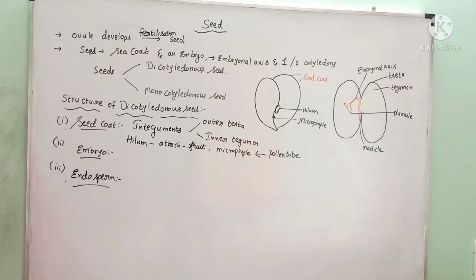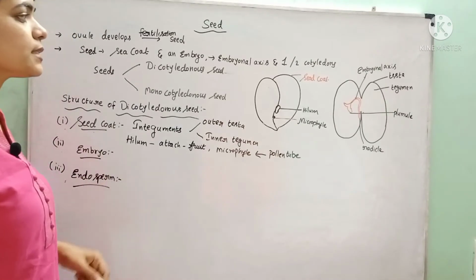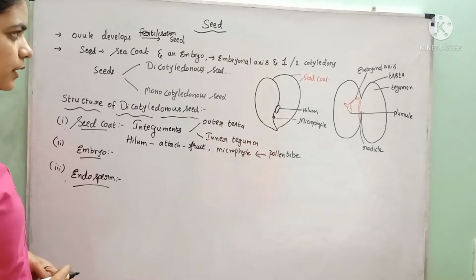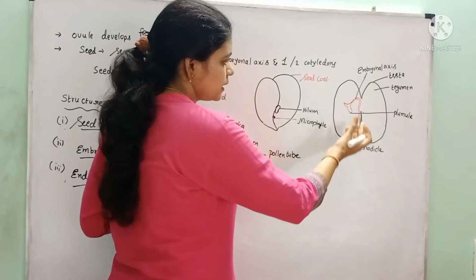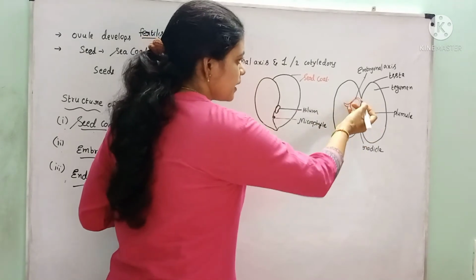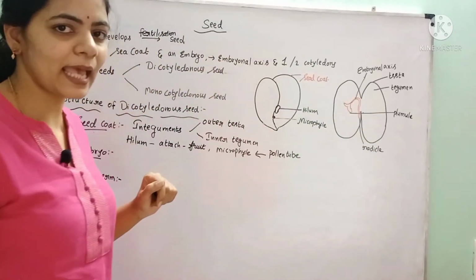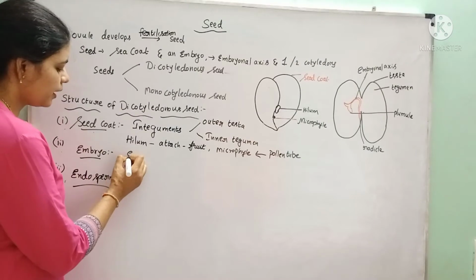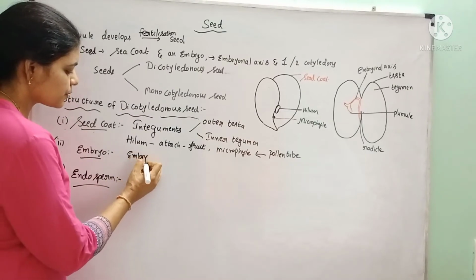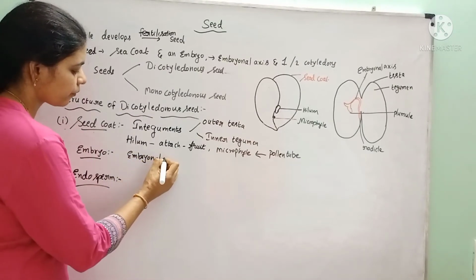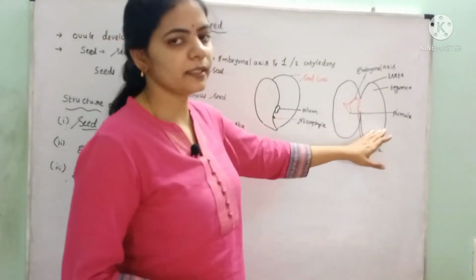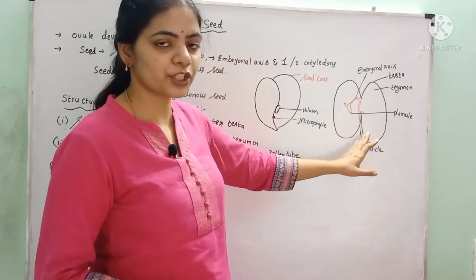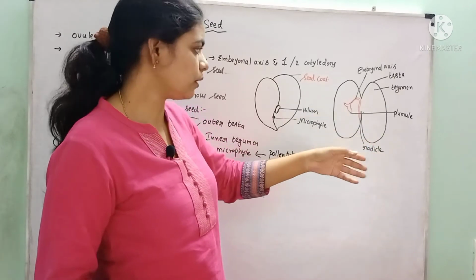And another part is the embryo. The embryo is an important part of the seed, present inside the seed. If you open the seed, it is present inside. This embryo consists of the embryonal axis and two cotyledons, right? These cotyledons sometimes may be fleshy and store food material also.